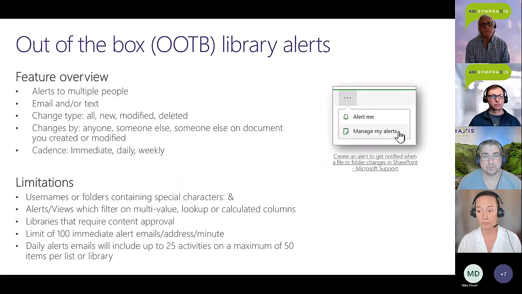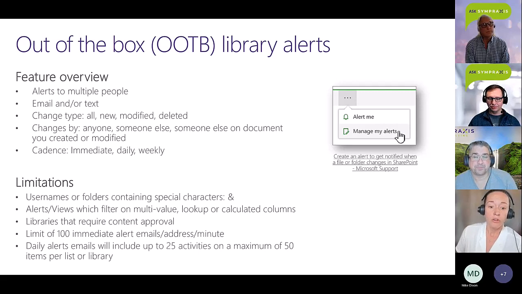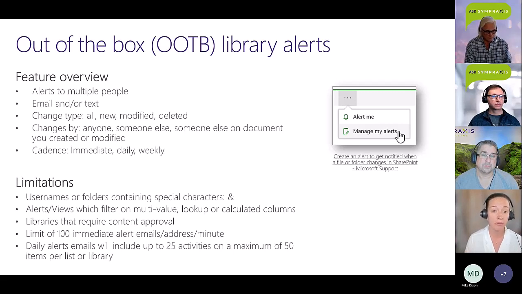So out of the box library alerts, what do we got there? Most often when I am building the lower maturity level team sites, new comm sites, this meets the majority of the needs. Essentially what we can do is set up alerts to yourself or multiple people. They can be email or text. It can be based off of the change type. So any change in the library, new documents added, something was modified, something was deleted.